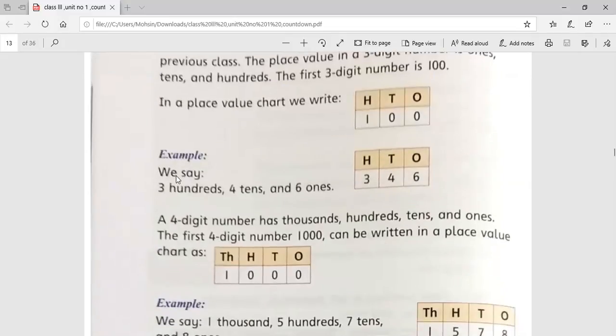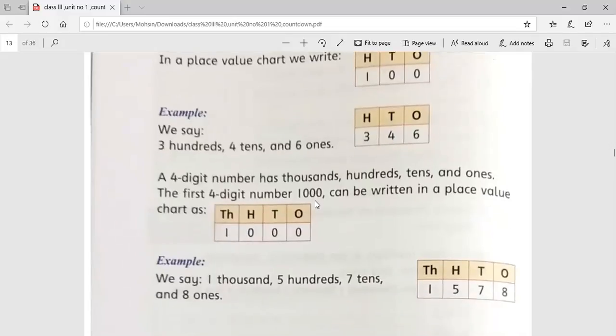Now the next example: we say 3 hundreds, 4 tens, and 6 ones. You can see how many hundreds we have: 3 hundreds. How many tens? 4 tens. And how many ones? 6 ones. So in three-digit numbers, we have ones, tens, and hundreds.